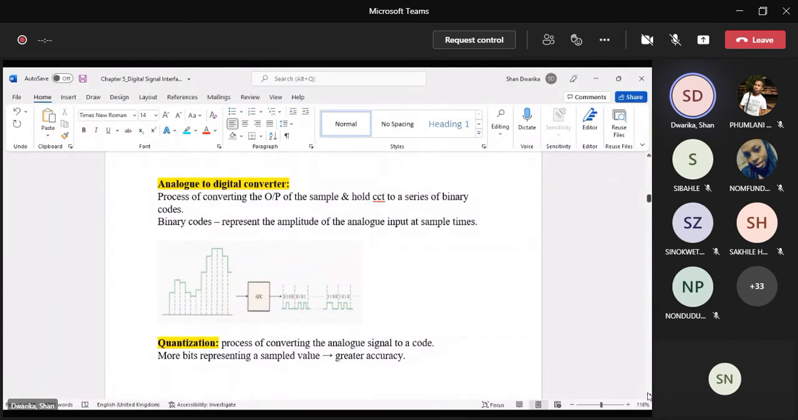Okay, so the analog to digital converter is the process of converting the output of the sample and hold circuit to a series of binary codes. Binary codes represent the amplitude of the analog input at the sample times.